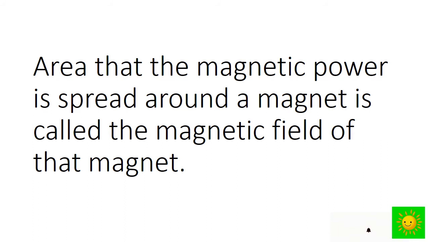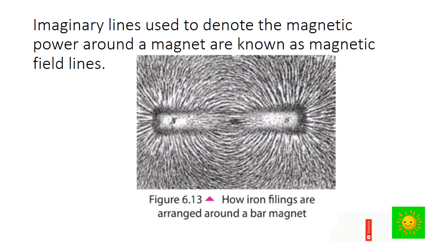The area in which magnetic power is spread around the magnet is called the magnetic field of that magnet. Imaginary lines used to denote the magnetic power around the magnet are known as magnetic field lines.